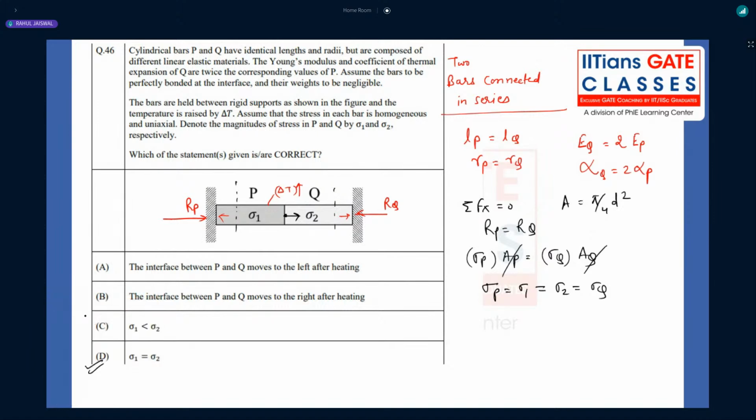The next thing will be whether the interface at P and Q, that is, if I say this is point A, this is point B and point C, we need to find the deflection at point B.